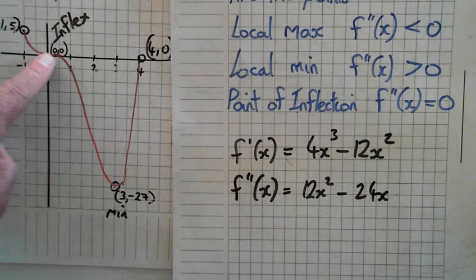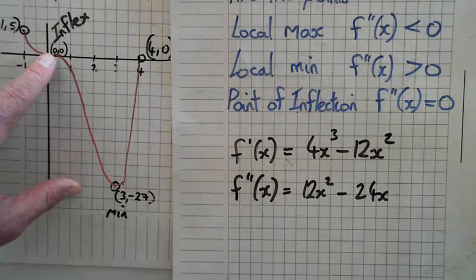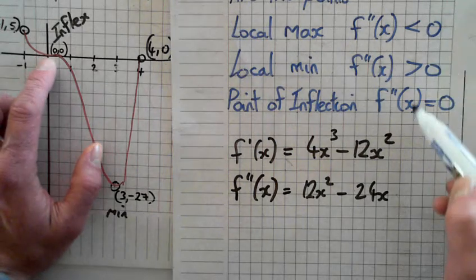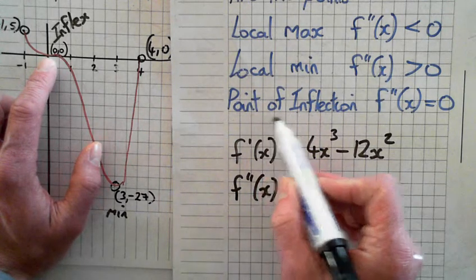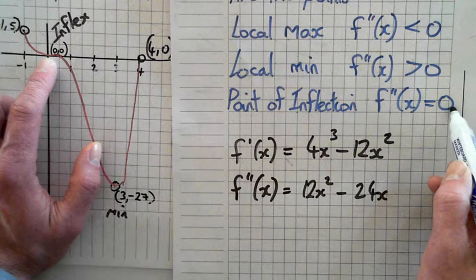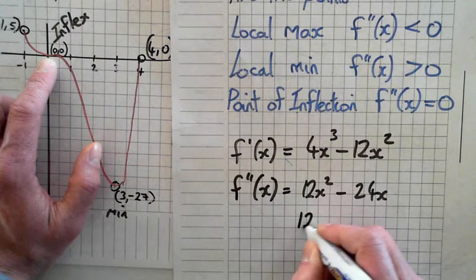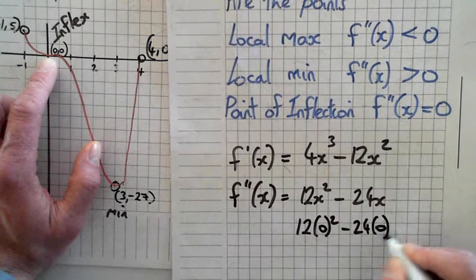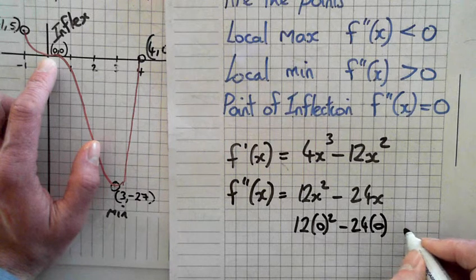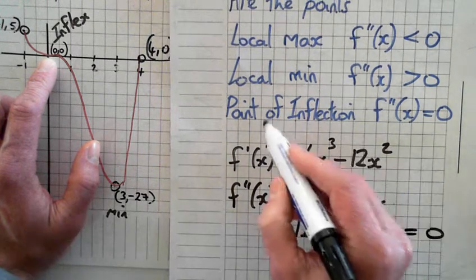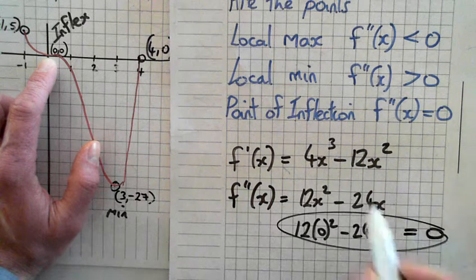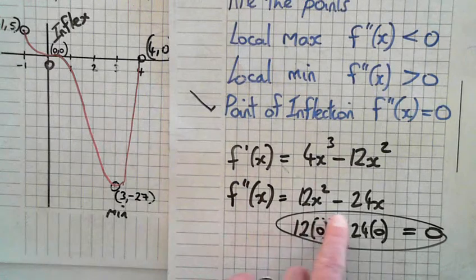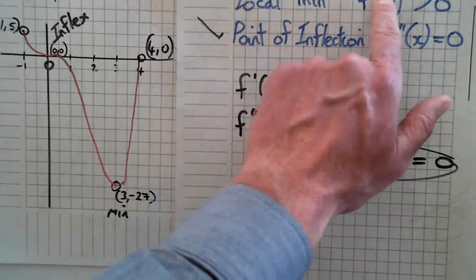Test the point. So for x you put in 0. So determine the nature. We know it's a point of inflection, so the answer we should get is 0. Right. So 12 times 0 squared minus 24 times 0. Is that equal to 0? Yeah. Is equal to 0. So because it's equal to 0, it's a point of inflection.